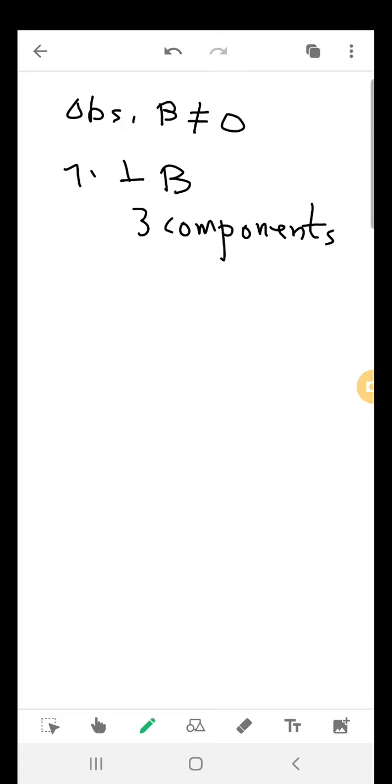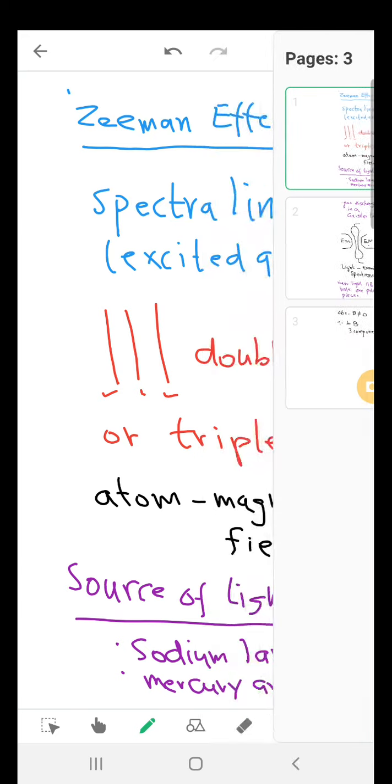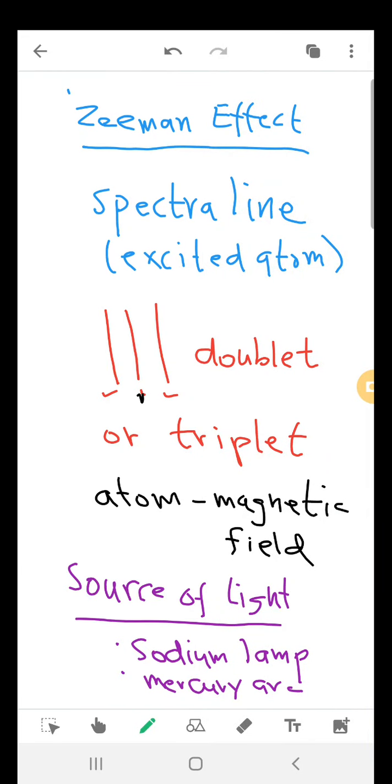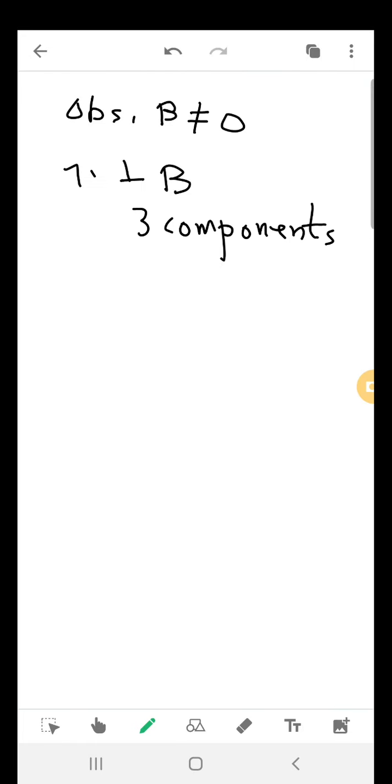Out of these three components, as I've shown you, this is the original one, and these are the two extra ones. If there are only two lines, you get a doublet. If you get three lines, you get a triplet. So when observing perpendicular to the magnetic field, we get a triplet, and this is the original line.